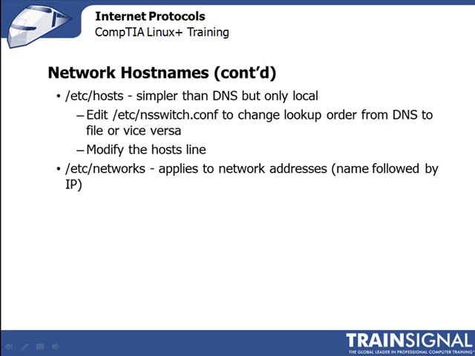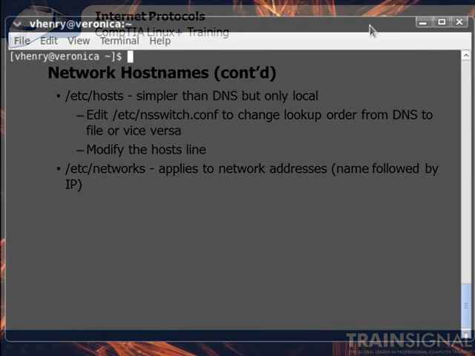Normally, the Linux system looks at /etc/hosts before it takes a look at DNS, but you can modify this behavior by editing the file /etc/nsswitch.conf. You'll have to modify the hosts line, which reads IP followed by the host name. And finally, the /etc/networks file is similar to /etc/hosts, but it's for network addresses. And the format in this file is reversed. You have the name followed by the IP. Now let's go back to the terminal and take a look at our host file.